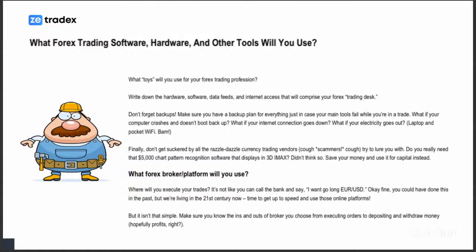Make sure you have a backup plan for everything just in case your main tools fail while you are in a trade. What if your computer crashes and doesn't boot back up? What if your internet connection goes down? What if your electricity goes out? Laptop and pocket Wi-Fi, etc. Finally, don't get bewildered by all the razzle dazzle currency trading vendors try to lure you with. Do you really need that 5,000 chart pattern recognition software that displays in 3D Max, etc., things like that? Didn't think so, of course.